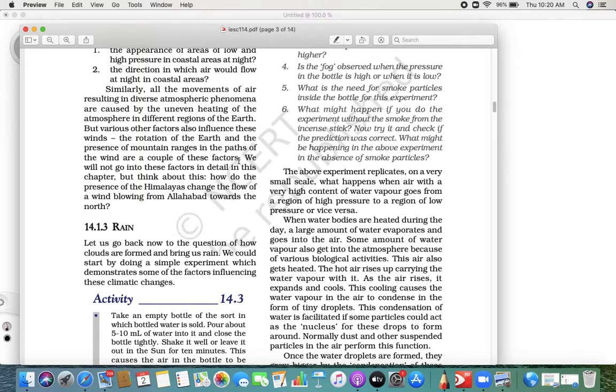When the water bodies are heated during the day, a large amount of water vapor goes into the air. It is a continuous process happening around you, the water is getting heated. Some amount of water vapor also gets into the atmosphere because of biological activities, like the ones you can see around. So continuous activities are going on.